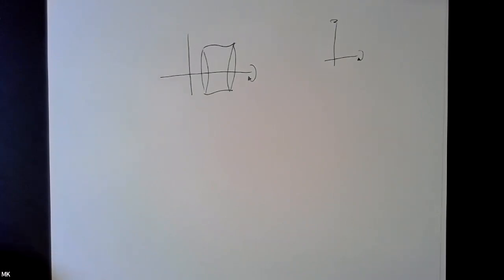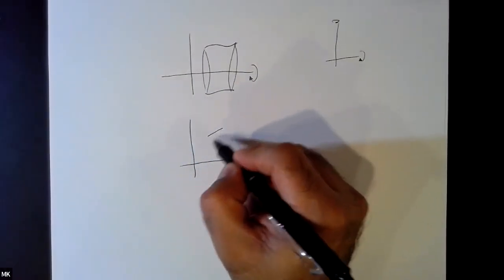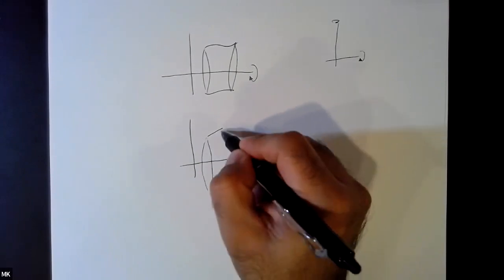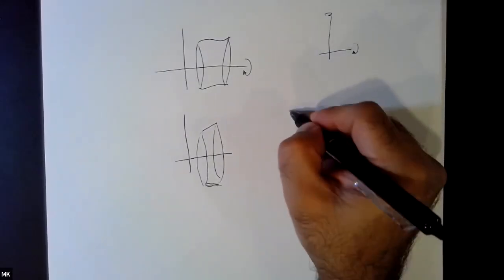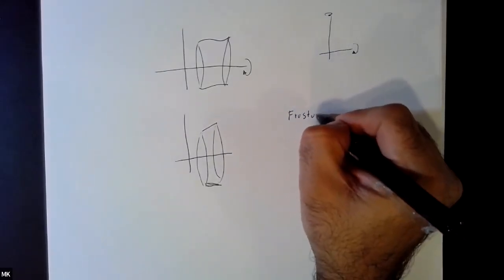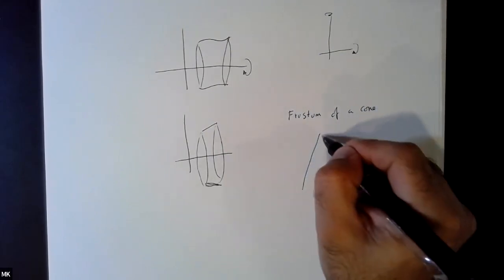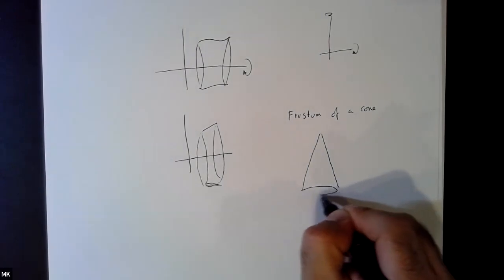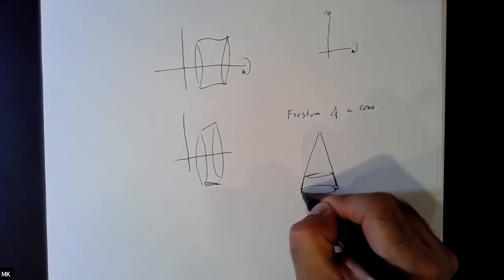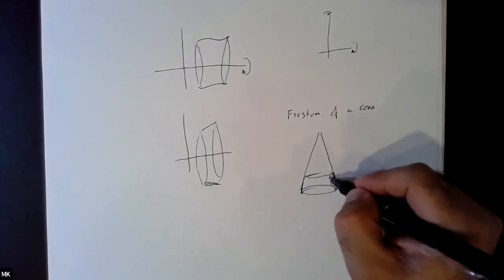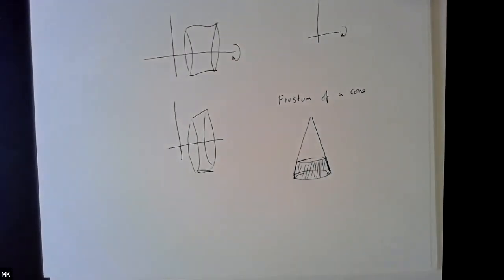So in a very simple form, if I think about a function that looks like this, and I rotate it about the x-axis, for example, what I end up with is what we call a frustum of a cone. If you consider a cone, the frustum is just a part of that cone, and you're trying to calculate the surface area of that frustum.